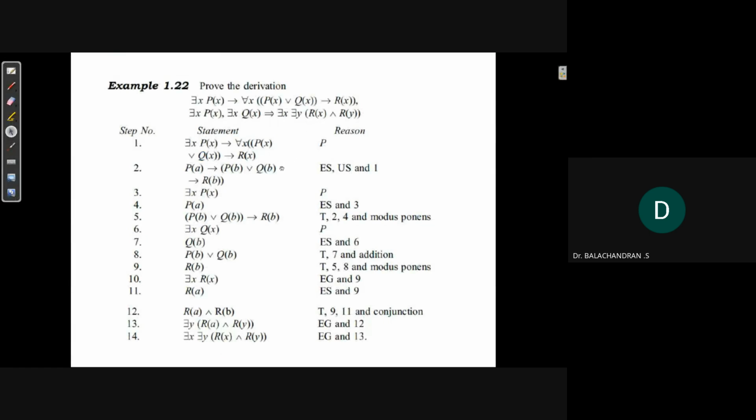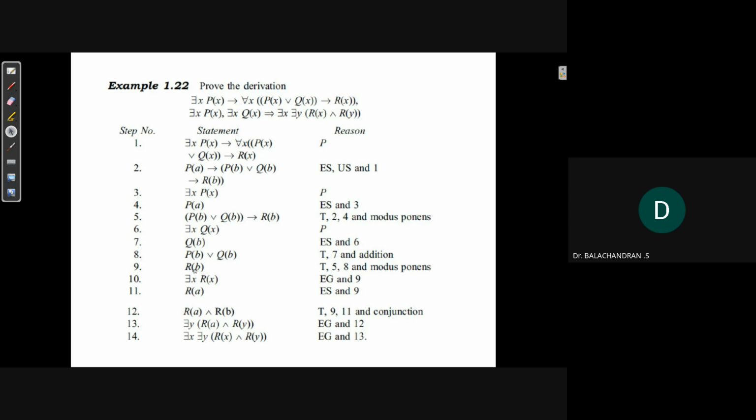Now here, up to step 7 I explained. Okay, so now Q of B implies P of B or what? Q of B. So using 7 and addition. Now 5 and 8. So yes, this is actually P. P comma P implies Q is what? Q. What is P? This is P. And then this is P implies Q. What is Q? R of B. So I'll write R of B here.